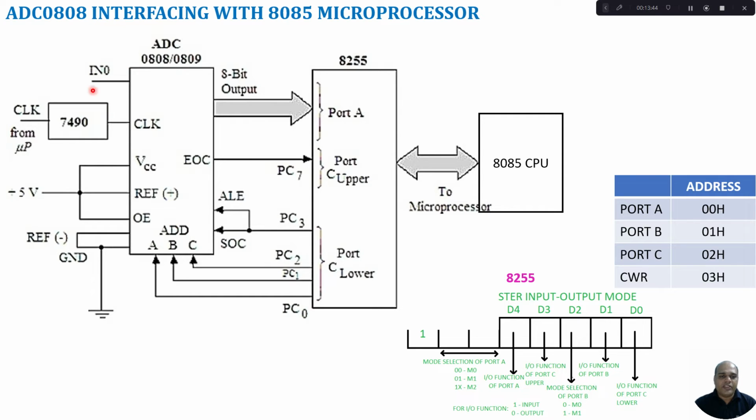So at IN0, a sensor input is provided to this ADC. So after conversion process, the digital data will be available here, that will be read through the port A. From port A, it goes to the CPU.